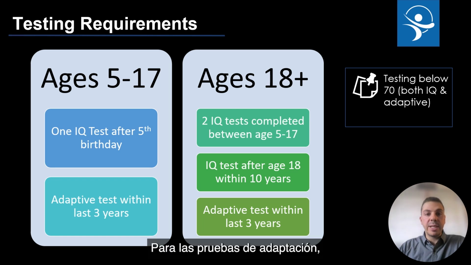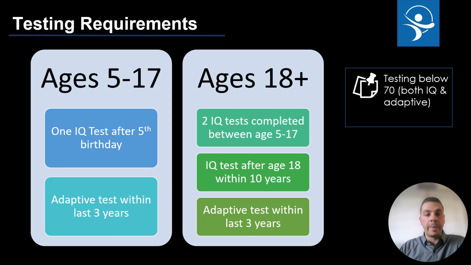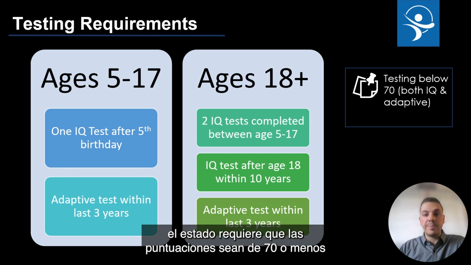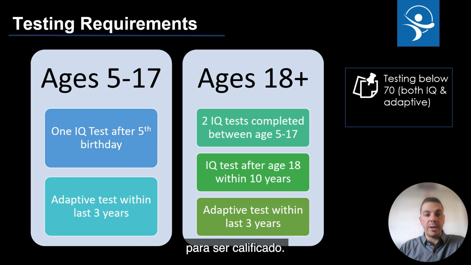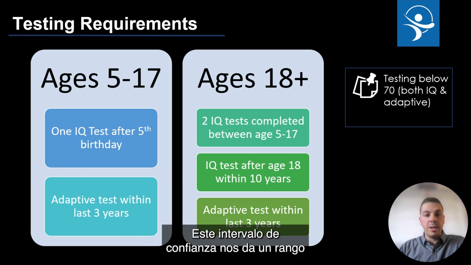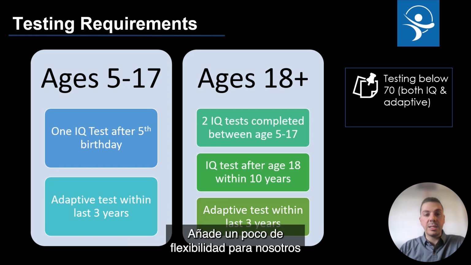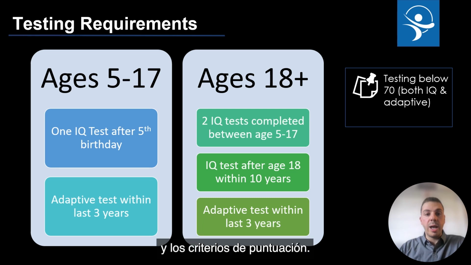For the adaptive testing, we are looking at evaluations done within the last 3 years, regardless of age of the individual applying. For both IQ and adaptive scores, the state requires that the scores be at 70 or below to be qualifying. We also do accept the 90% confidence interval of 70 or below as well. This confidence interval gives us a range that the score may fall between. It adds a little bit of flexibility for us and the scoring criteria.